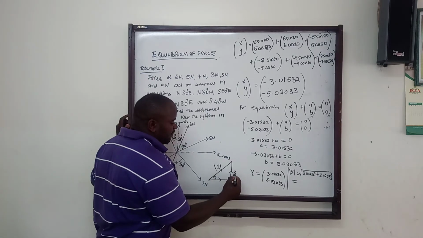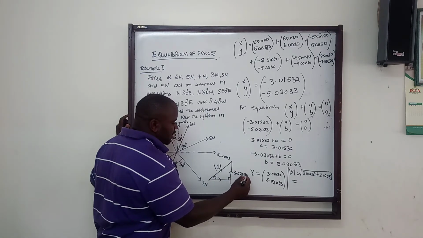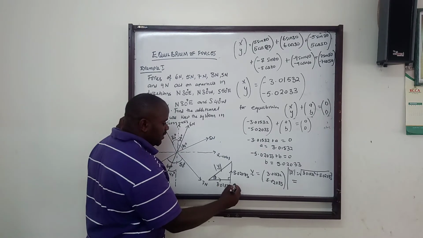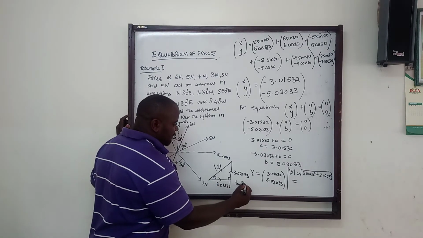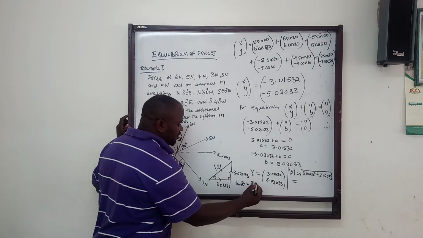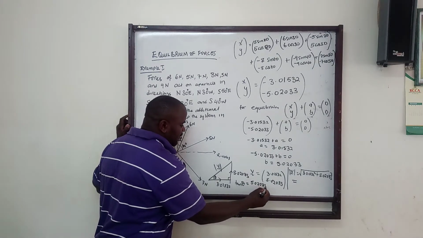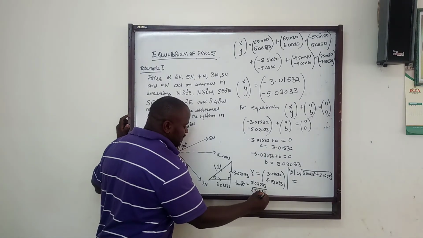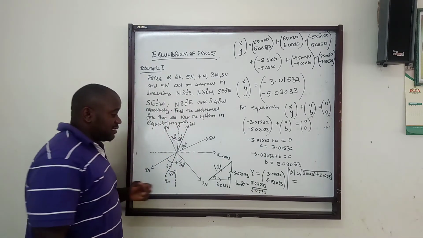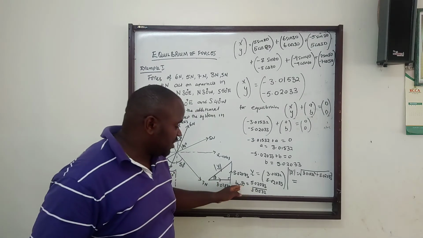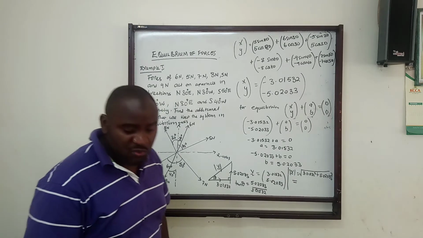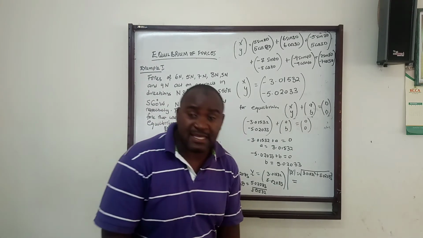From this, this side is 5.02033, and this one is 3.01532. Thus, tan of theta shall give me 5.02033 divided by 3.01532. Then you press the calculator, shift tan inverse of the whole fraction, then you would get the direction in which that force is actually acting.